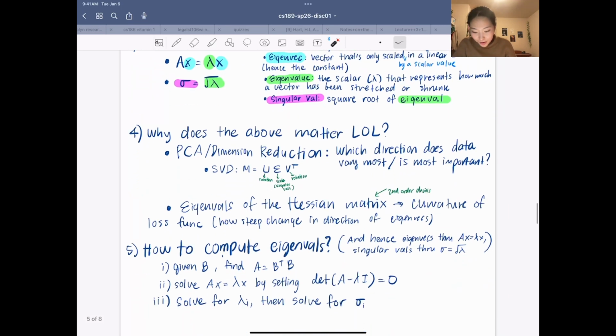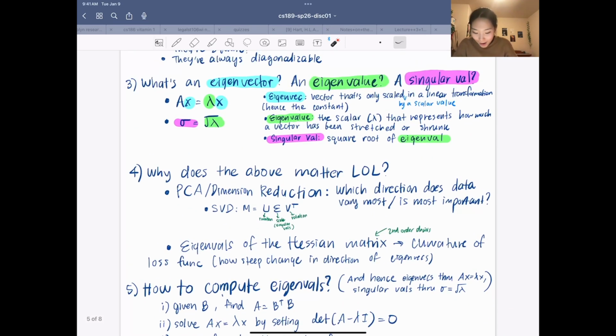Okay, moving on to number 4. So why does the above terminology even matter? That's a great question. It's very relevant in 189, in machine learning. And here are just a few quick examples. In PCA, principal component analysis, which we'll learn in a bit, or in dimension reduction, basically we can break a matrix M into a rotation, a scaling matrix, and another rotation.